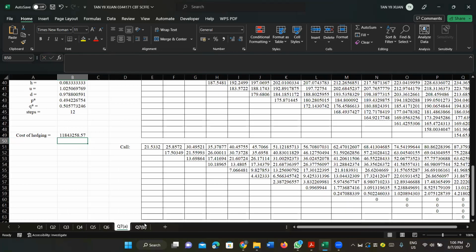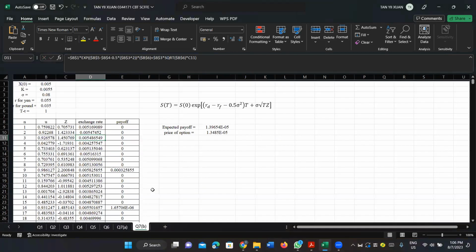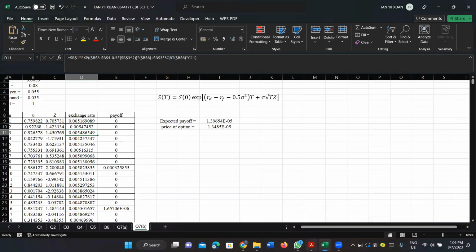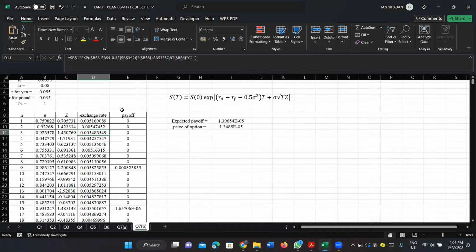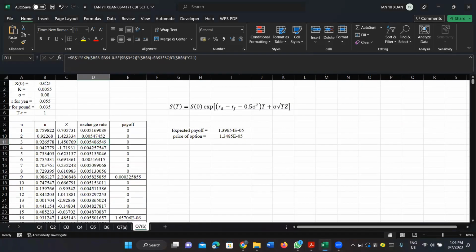Okay, question 7b. Question 7b asks to find the Monte Carlo simulation by generating 100,000 numbers. Similar to question 5 I explained just now, we also need to copy all the information from the question to here. Since the company is purchasing an option to exchange yen for pounds, we will use a call option for the payoff.